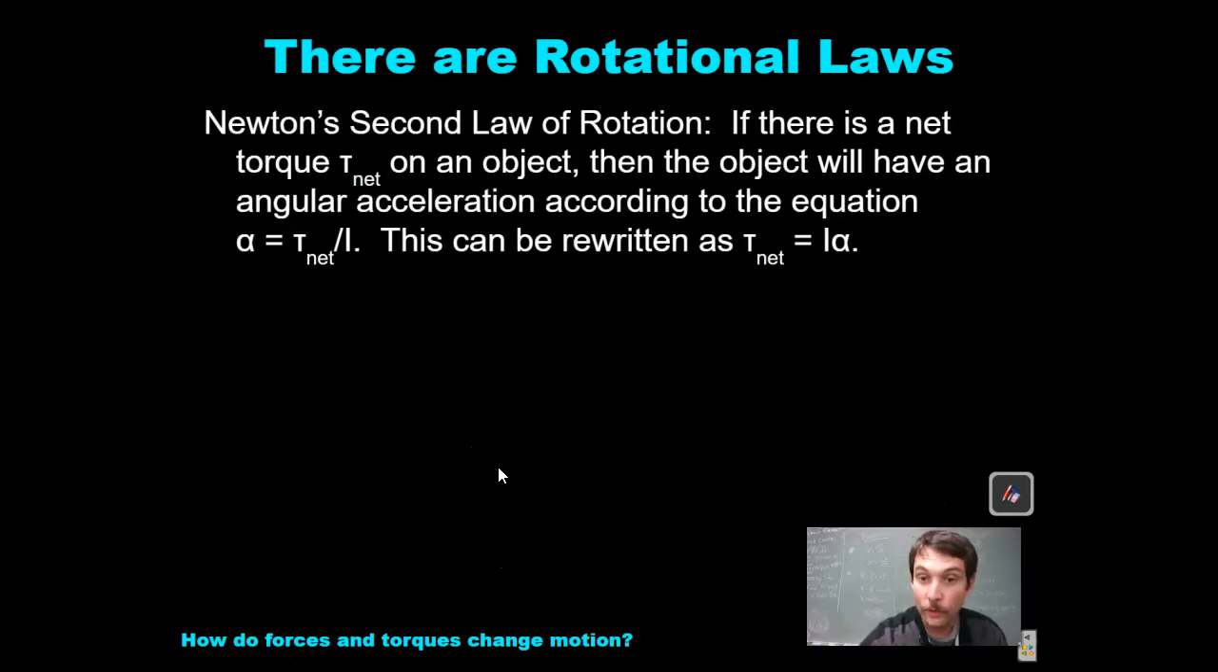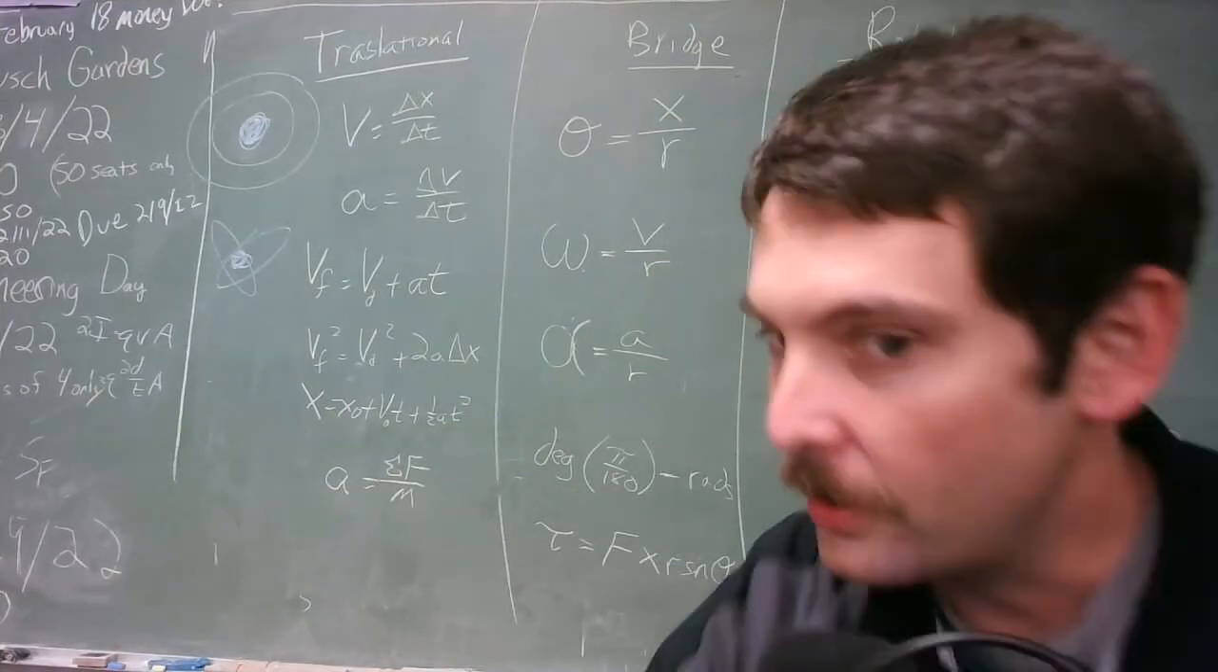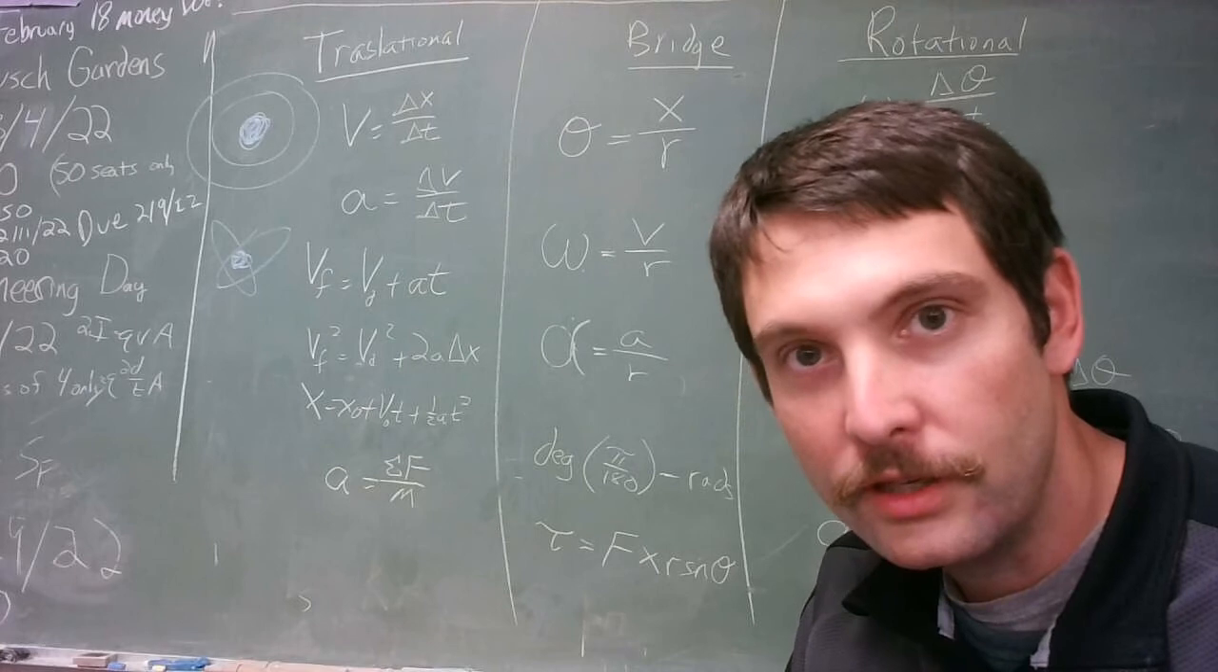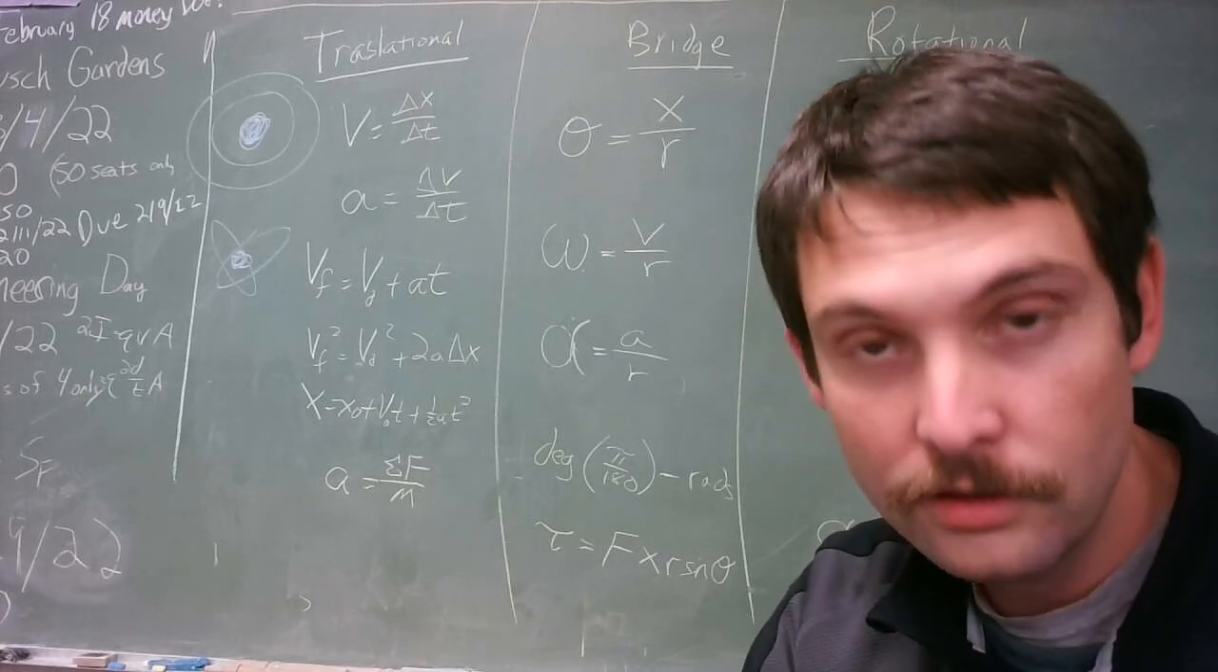Newton's second law of rotation says if there is a net torque on an object, then the object will have an angular acceleration, according to the equation alpha equals the net torque divided by our rotational inertia, or moment of inertia. This can be written as the net torque equals I times alpha. So remember, torque is our rotational equivalent to force. Alpha is our rotational equivalent to acceleration. That would mean moment of inertia is our rotational equivalent of mass.